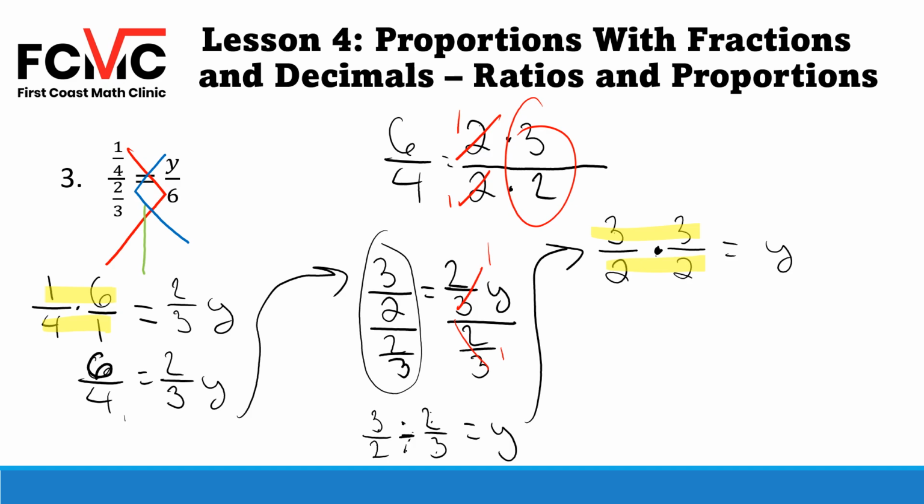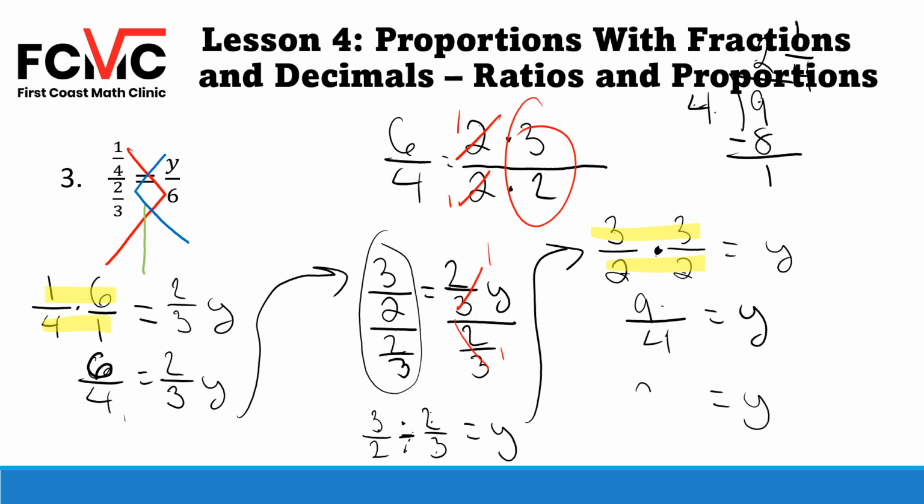3 times 3 is 9. 2 times 2 is 4. And our answer is going to be 9 over 4. Now, if we want to write that as a mixed number, well, let's divide that out. 4 goes into 9 2 times. 2 times 4 is 8. Subtract, and we get 1 left over. And that 4 is going to be in our denominator. So as a mixed number, we're going to get 2 and 1/4. So our answer is either 9/4 as an improper fraction, or 2 and 1/4.